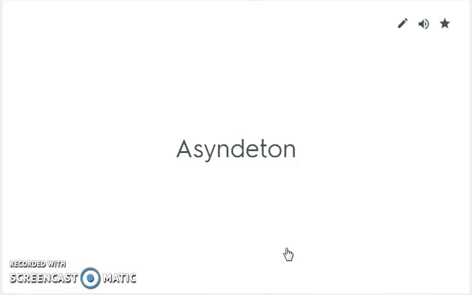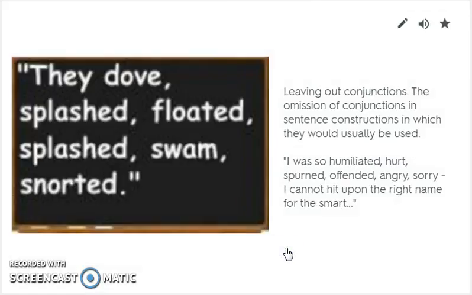Asyndeton. Asyndeton is leaving out conjunctions, the omission of conjunctions in sentence construction in which they would usually be used. "I was so humiliated, hurt, spurned, offended, angry, sorry. I cannot hit upon the name for that smart." And normally you would have a conjunction here, right? And sorry, but there's not one there. And the example says, "they dove, splashed, floated, splashed, swam, snorted," and there's no conjunction in that either.